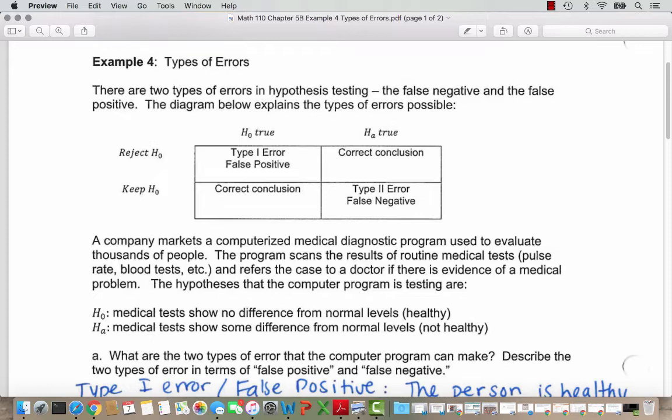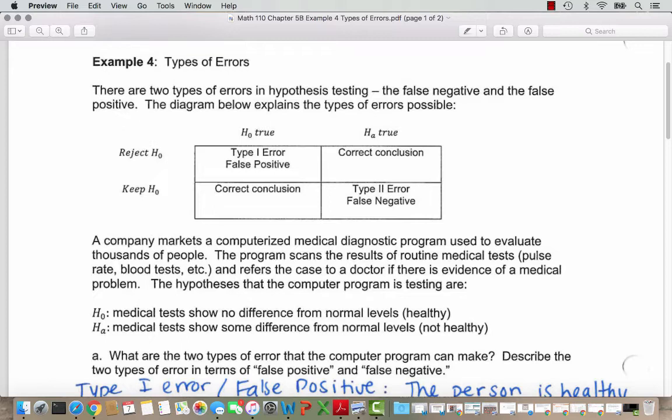So if we reject the null hypothesis, but the null hypothesis is actually true, what we see in this first box here, that would be an error. So we call that a type 1 error or a false positive, because we're going with the alternative hypothesis falsely. If we continue on in that row, if we reject the null hypothesis when HA is true in the second box of the first row, that would be a correct conclusion.